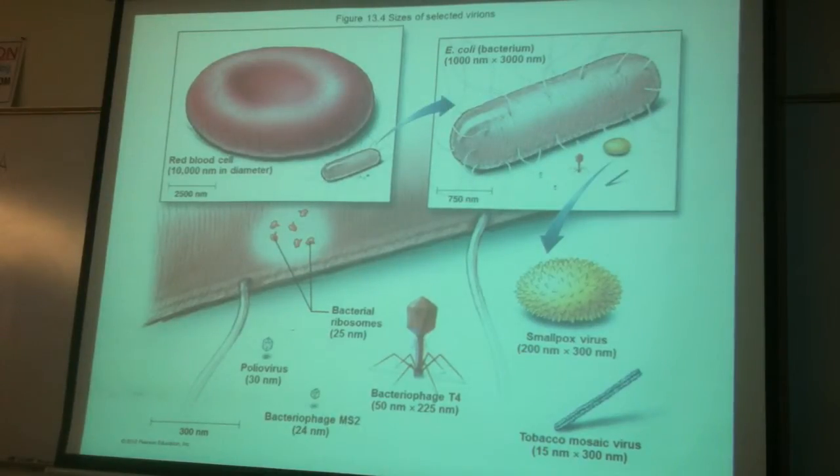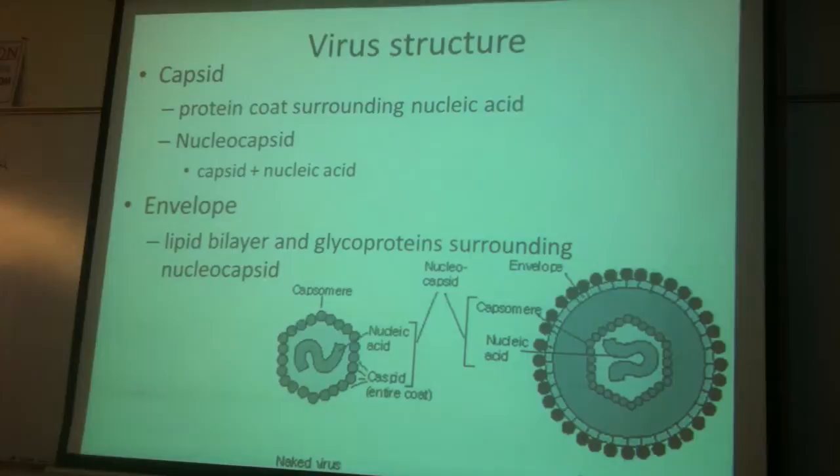Polio is very small. Bacteriophages are viruses that infect bacteria. T4 phage is common. But you can see all the different structures, from nice symmetrical ones, to a head and tail sections, to very weird long ones. We'll talk about more. So, structure.